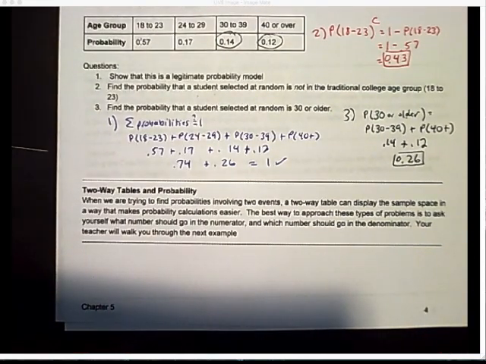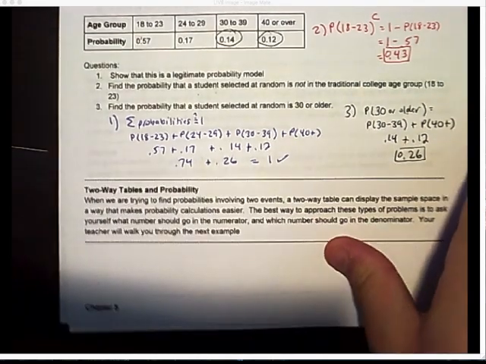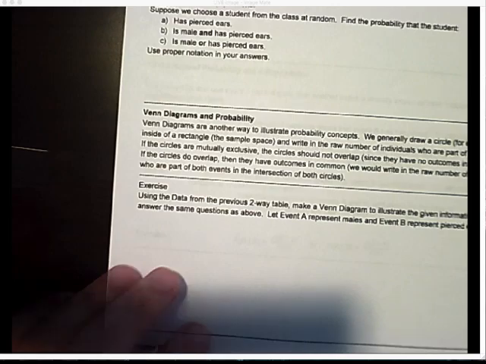So moving on to the next section, two-way tables and probability. When we're trying to find probabilities involving two events, sometimes a two-way table can display the sample space in a way that makes probability calculations easier. The best way to approach these types of problems is to ask yourself what numbers should go in the numerator and which numbers should go in the denominator. And we're going to walk through the next problem here.